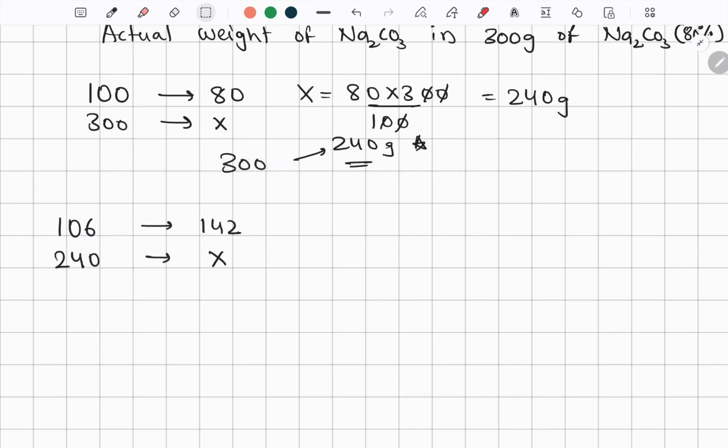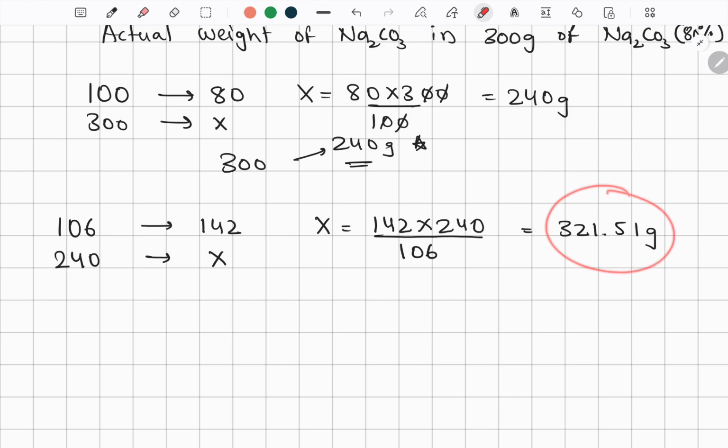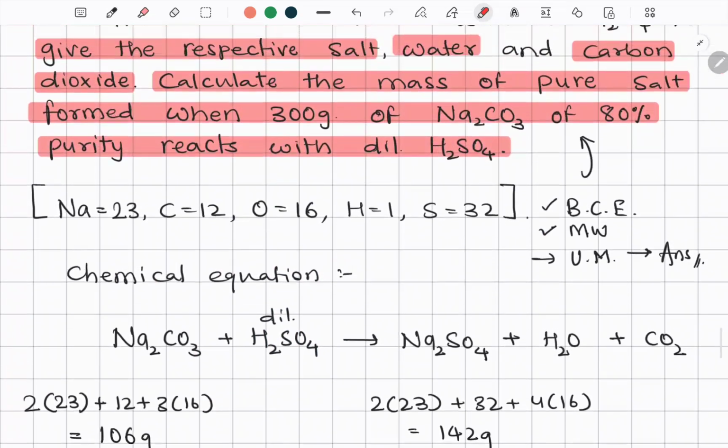Let's calculate the value of X over here. X would be equal to 142 into 240 divided by 106. Now when you solve this fraction, you get the answer, which is equal to 321.51 gram. So hence the mass of pure salt formed is 321.51 gram.